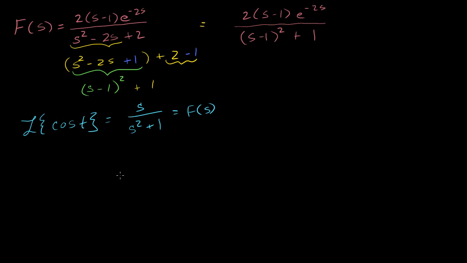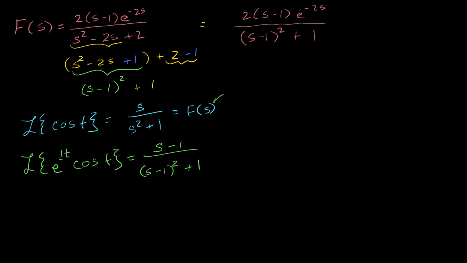From the last video, we saw, what if we took the Laplace transform of e to the 1t times cosine of t? Well, then this will just shift this Laplace transform by 1. It'll shift it by 1 to the right. So wherever you see an s, you would put an s minus 1. So this will be equal to s minus 1 over s minus 1 squared plus 1. We're getting close. We now figured out this part right here.